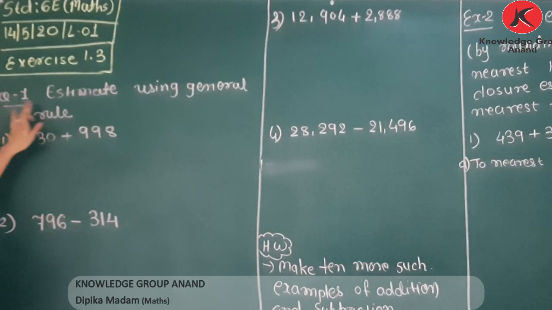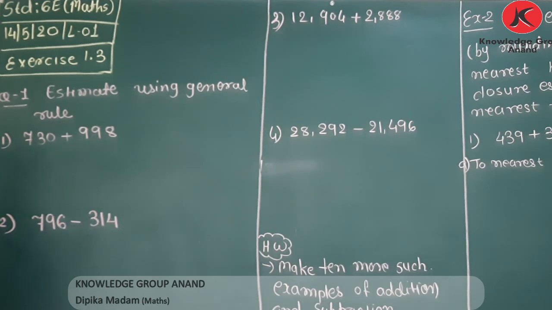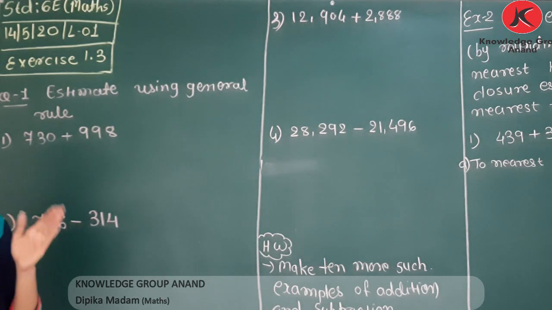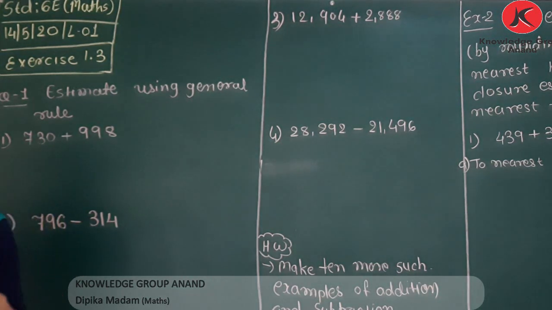Question number 1, estimate using general rule. It means you can apply any estimation. Okay, tens, 100 and 1000 depends on you. It is not necessary that whatever estimation I applied here, you need to apply the same.